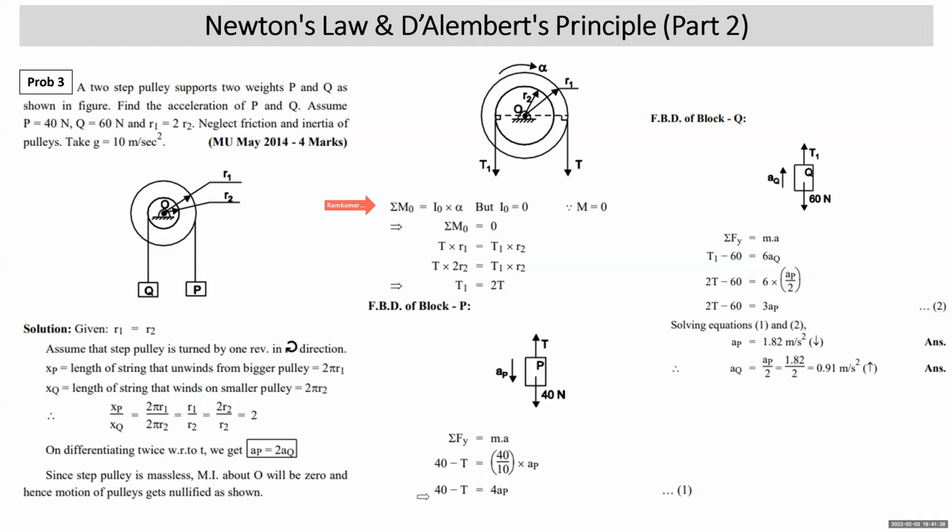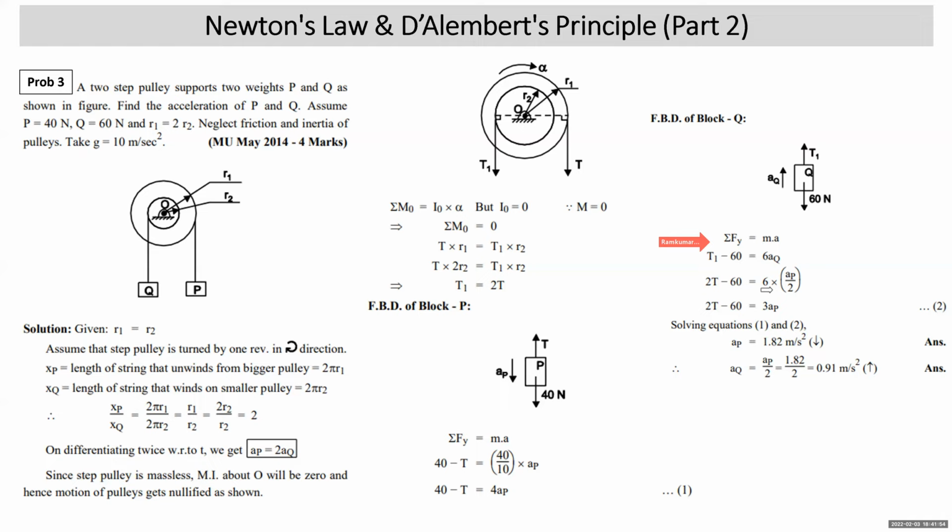Then you consider the FBD of block Q. Block Q will accelerate up, AQ up. Weight vertically down, tension T1 up, away from the block. Sigma Fy is equal to MA. T1 minus 60 is equal to 60 upon 10 AQ, where acceleration due to gravity is given as 10. So T1 minus 60 is 6AQ. T1 is 2T, so 2T minus 60, and 6AQ is 6 times AP by 2. So 2T minus 60 is 3AP.